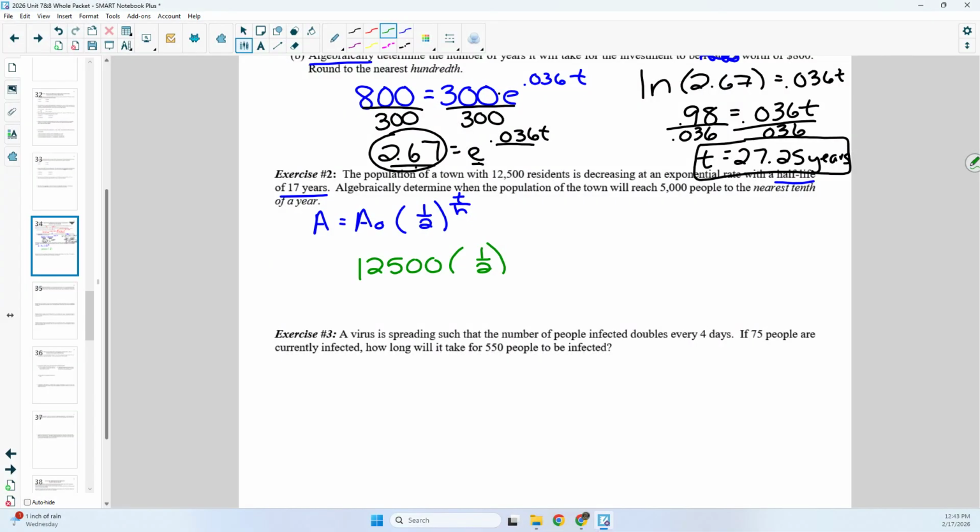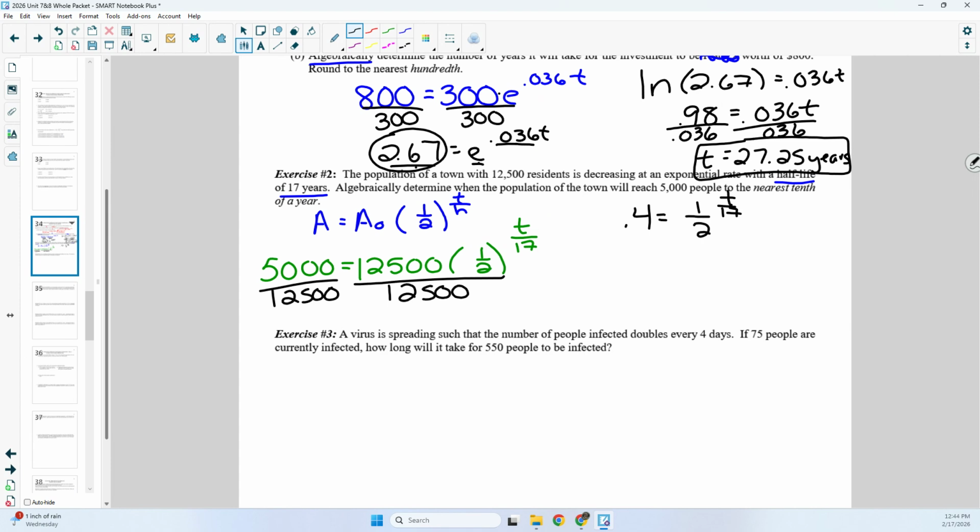My 1/2 is just a number. They're asking me when, so I'm looking for t, and they tell me the half-life is 17 years. We're asking when it will reach 5,000, so the a is our final amount, so that number goes there. So we're ready to solve. So we divide again to get towards base form. That gives me 0.4 equals 1/2 to the t over 17.